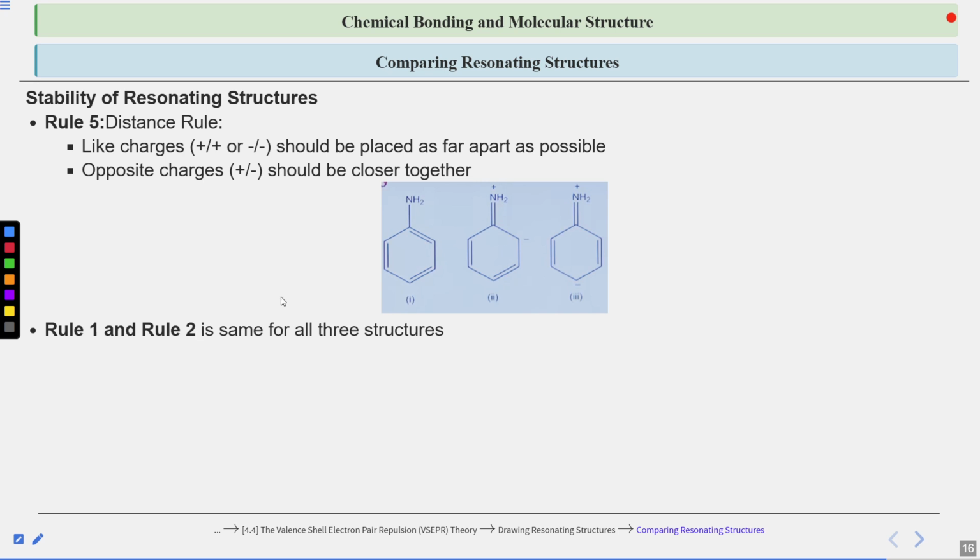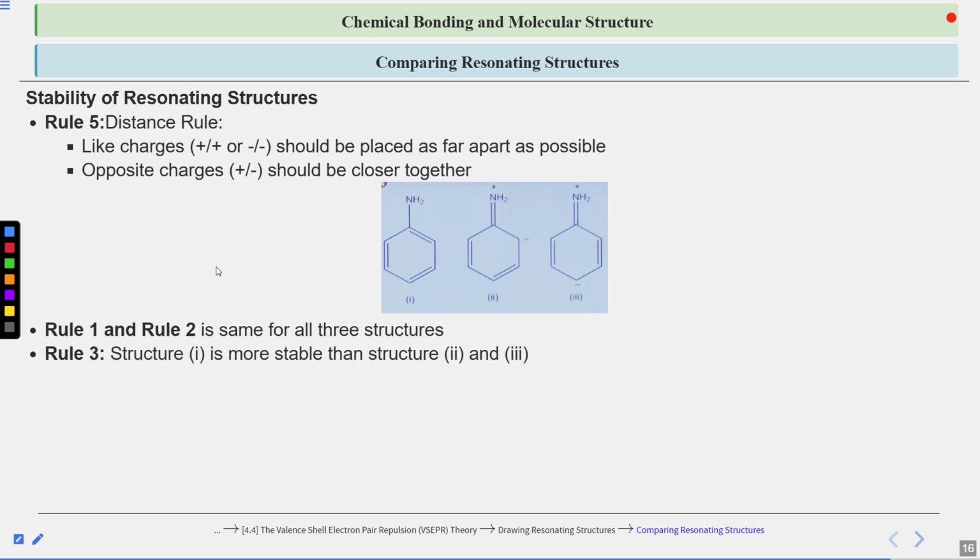If you look at rule 1 and rule 2, both are the same for these 3 structures. You can see very clearly that they have the same number of bonds: 10 in the first, the second also has 10 bonds, and the third also has 10 bonds. Therefore, these 3 resonating structures have the same number of bonds, so rule 1 is not applicable. If you look at the octet also for these 3 structures, they have the same number of octet complete atoms. There is no element which has an incomplete octet. So rule 2 is also not applicable to these three structures.